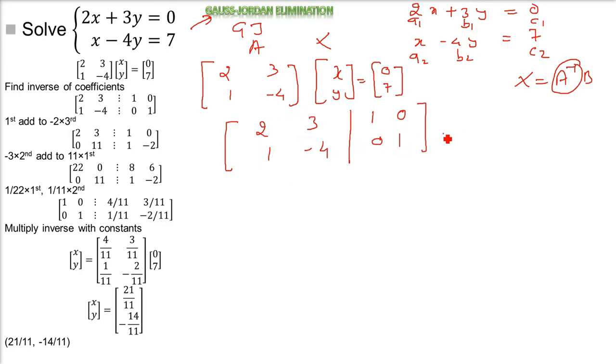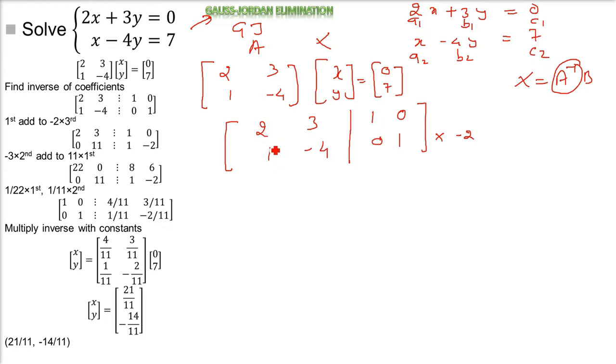It is going to be inverse. I told you A into A inverse is the identity matrix. So let us multiply the second row with -2, because we want this 2 to be 1, because I'm going to make 2, 3, 1, -4 as 1, 0, 0, 1.